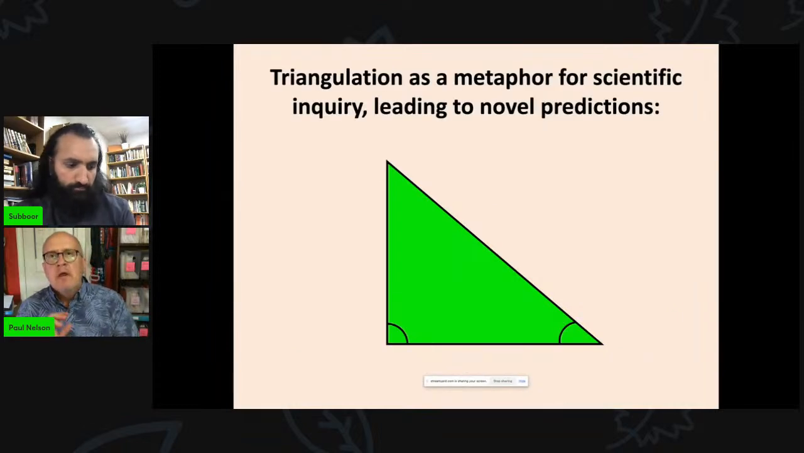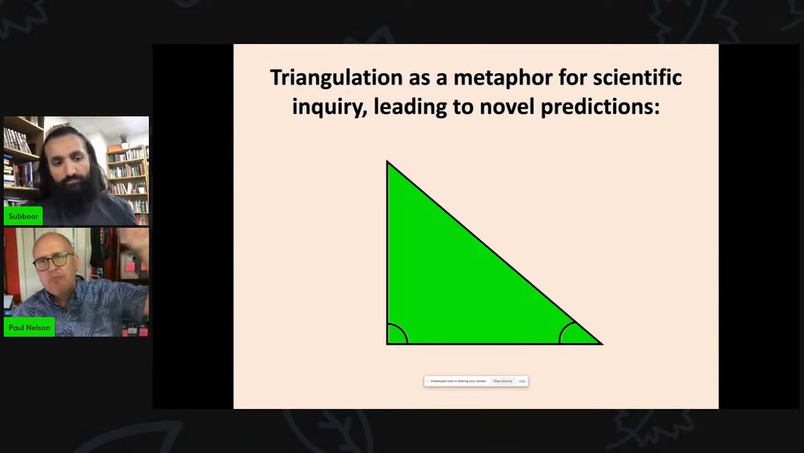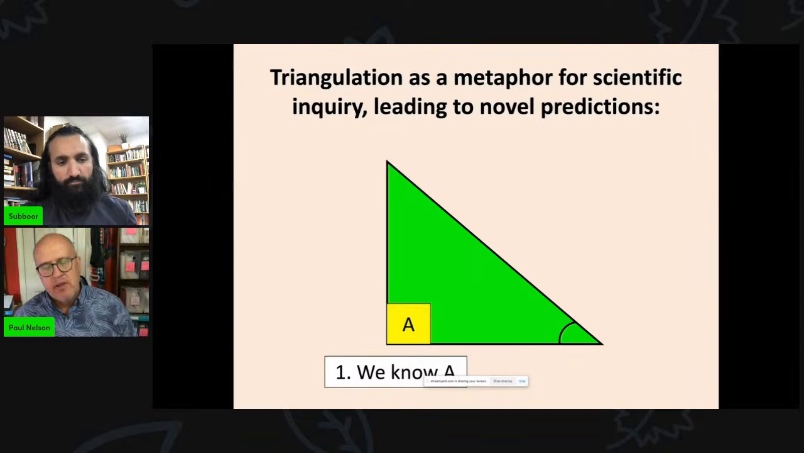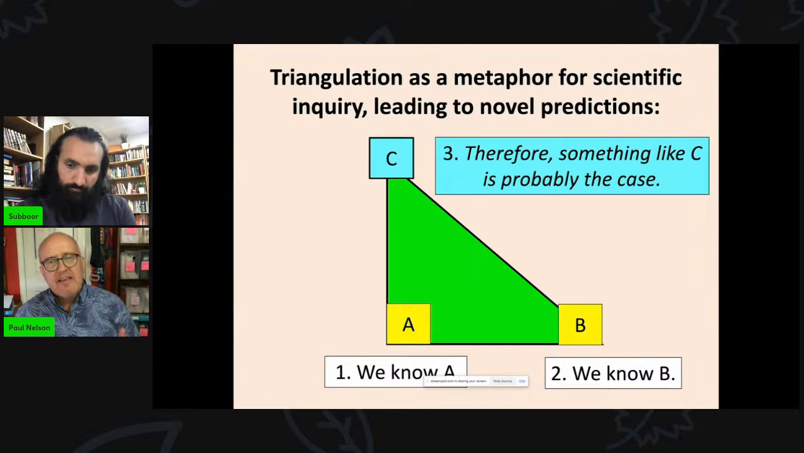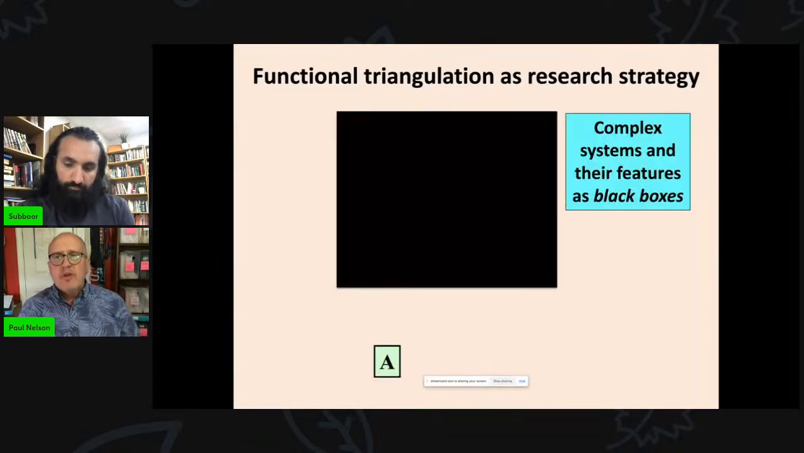All right. We can discover these features simply by triangulating, in the sense that we know facts about a complex system and we say, given A, given B, it's probably the case that something like C exists. Well, we can use this as a metaphor for scientific inquiry, right? We know A, we know B, something like C is probably the case. So we do this in daily life, and we do it in science. And it's a research strategy.